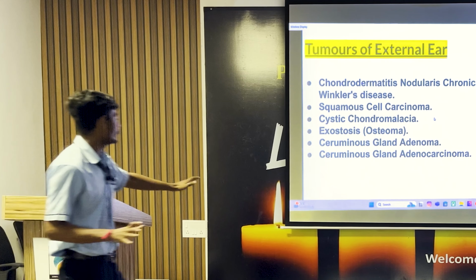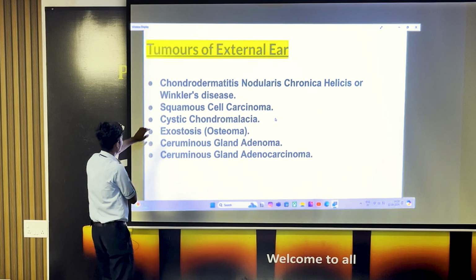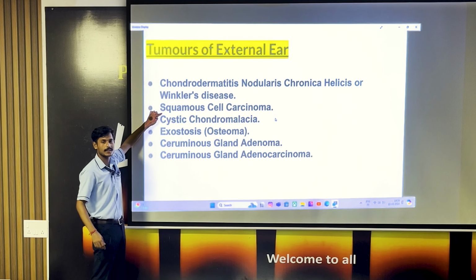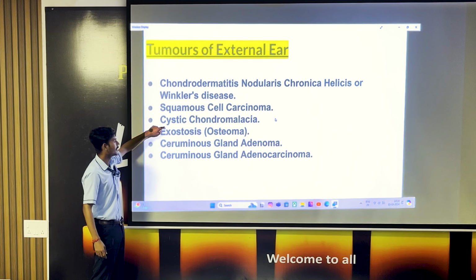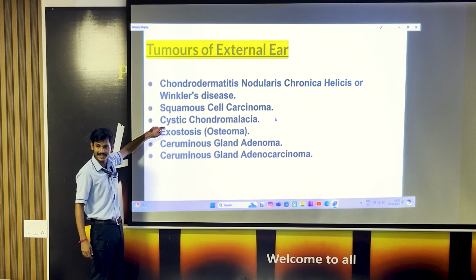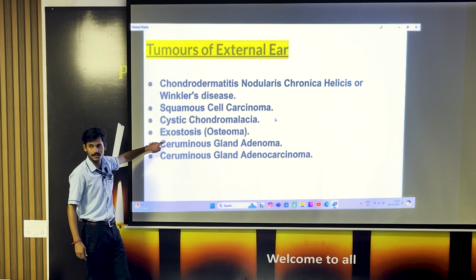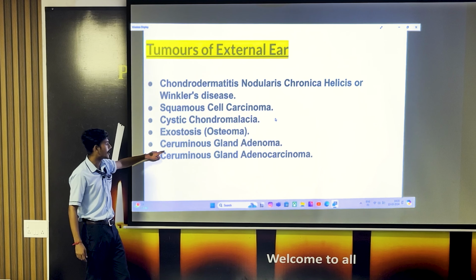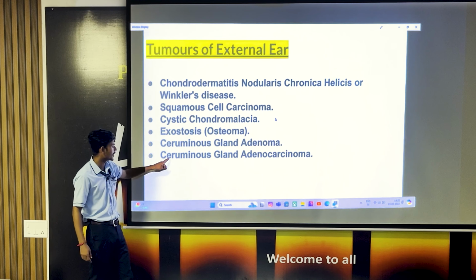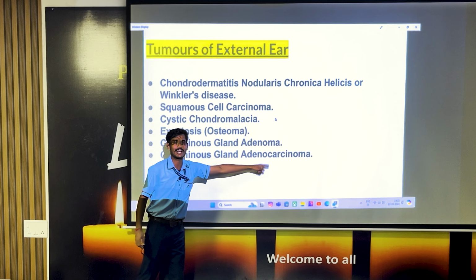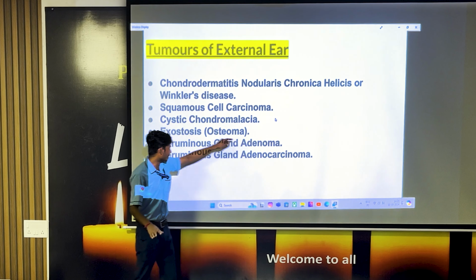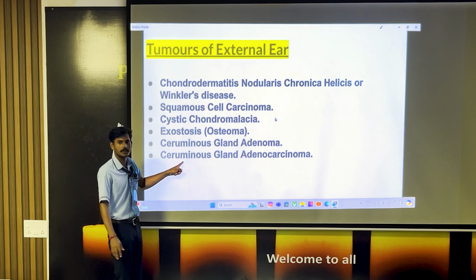Apart from that, we have these forms of tumor. One is called Squamous cell carcinoma. Another is called cystic chondromalacia. Another is called exostosis, also called osteoma. Then we have ceruminous gland adenoma, and the ceruminous gland adenocarcinoma. And my friend, these are all the benign type, and this last one is the malignant type.